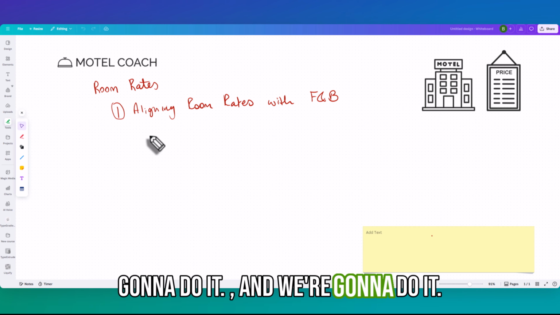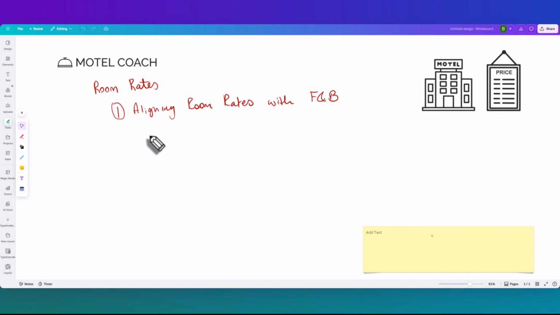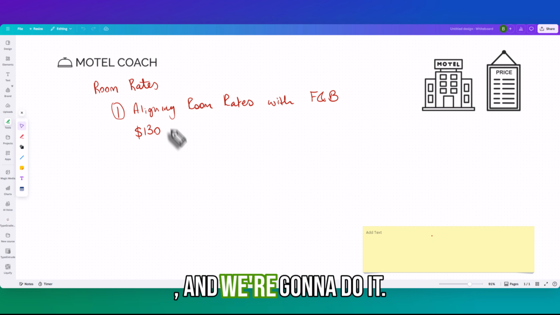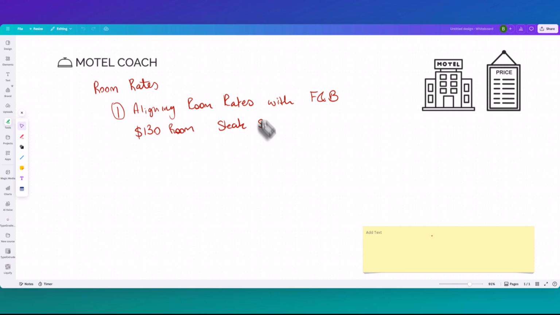What does that mean? Let's look at a standard motel. If your rooms are priced at $130 and you sell steak for $70, the $130 room price versus the steak at $70 is not balanced. The steak is probably more targeted to someone who would stay in a room for $300 a night.